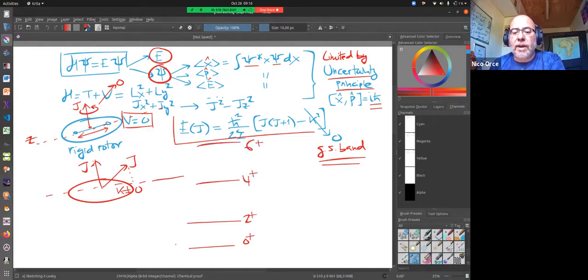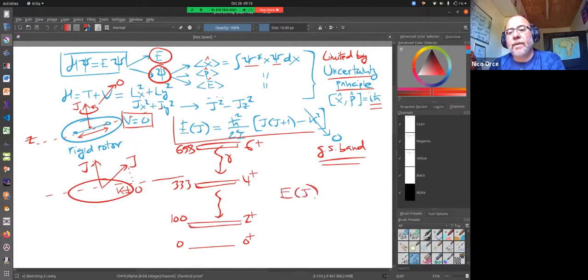a very particular pattern: if this is 100, this is 333, and this was like 698 or something, I don't remember now. And the gamma rays, which are the difference between these two. So EJ is the energy of the state, and E gamma is the transition. So EJ plus 1 minus EJ, right?